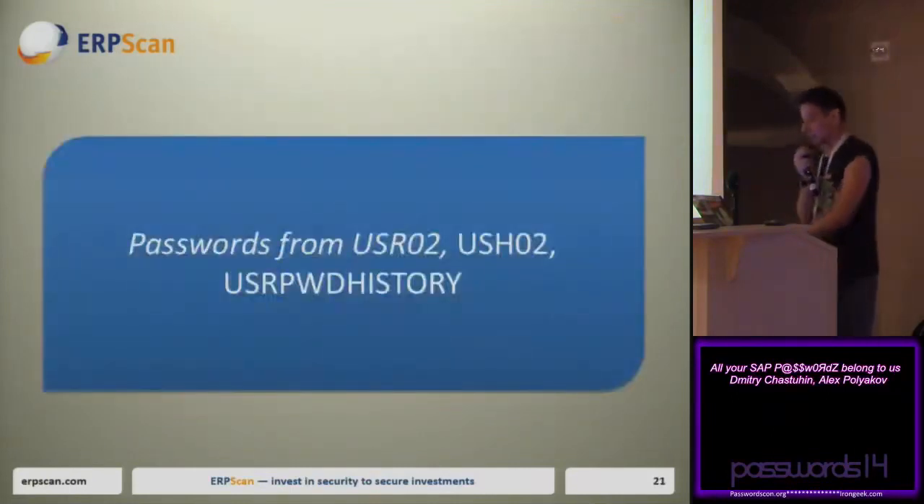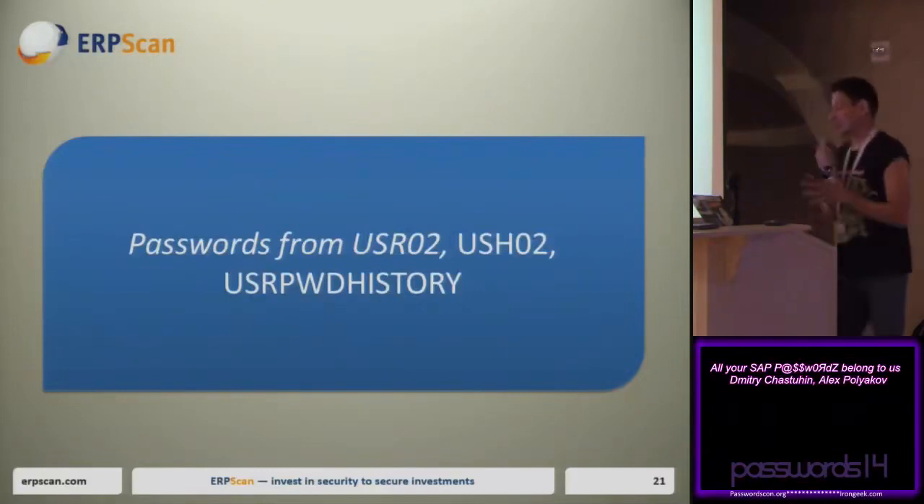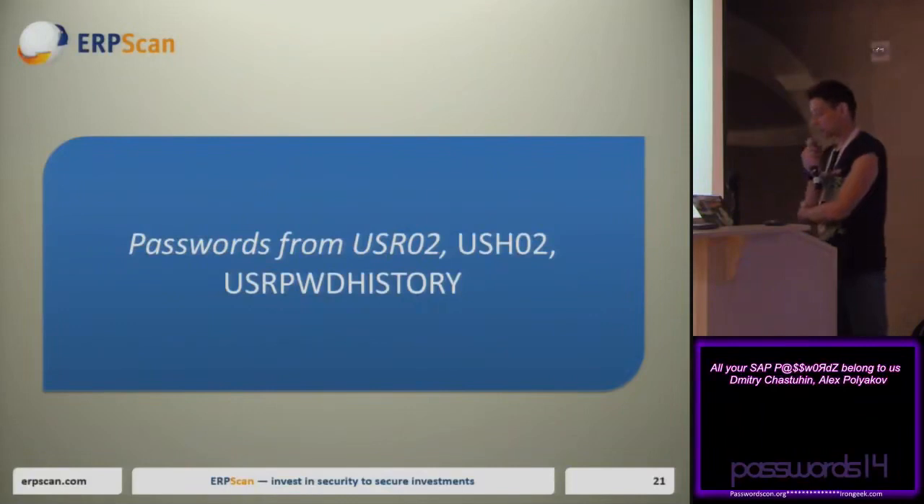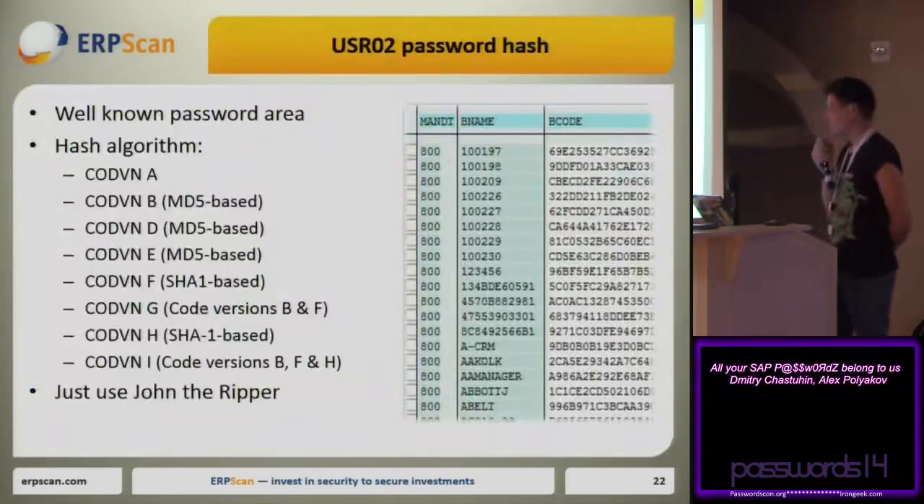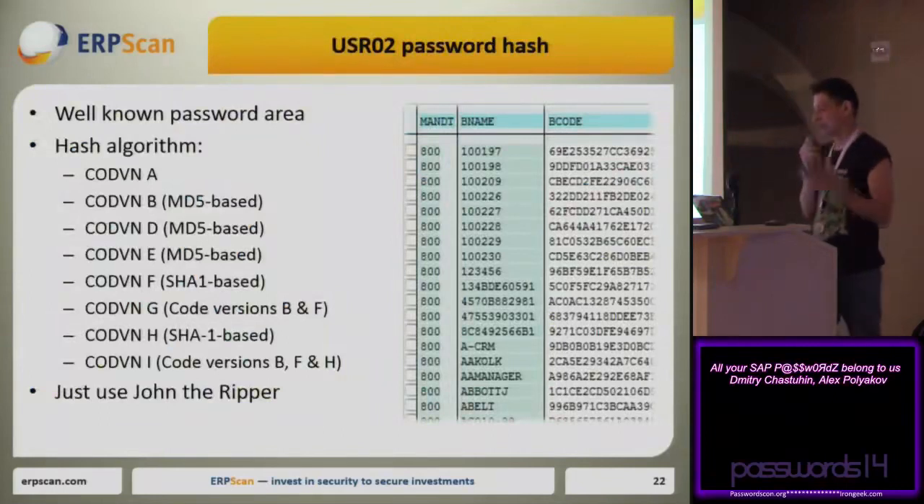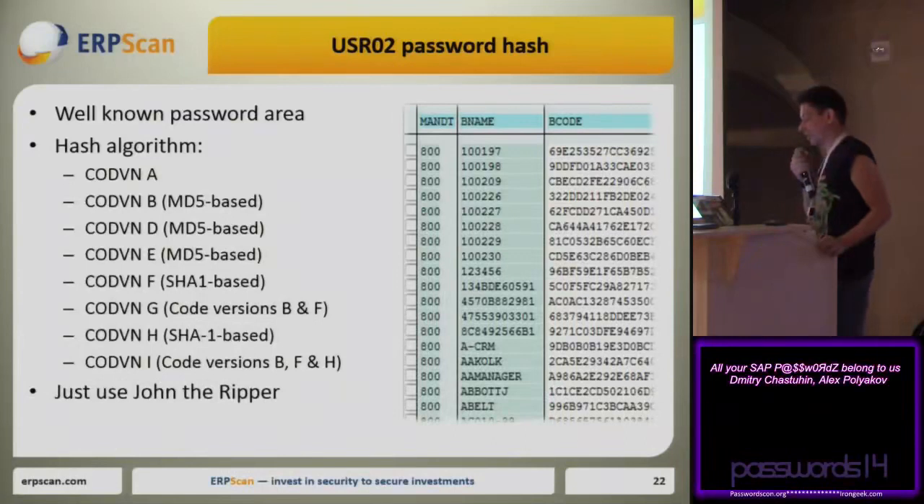Go next: passwords from the USR02, USH02 and USRPWDHISTORY tables. This is the most well-known area for SAP user passwords. In these tables, SAP stores all information about the user, mandant, name, password hash, etc. So if an attacker can read these tables, he will get a lot of interesting information about users. But what's important is the information about the password hash.